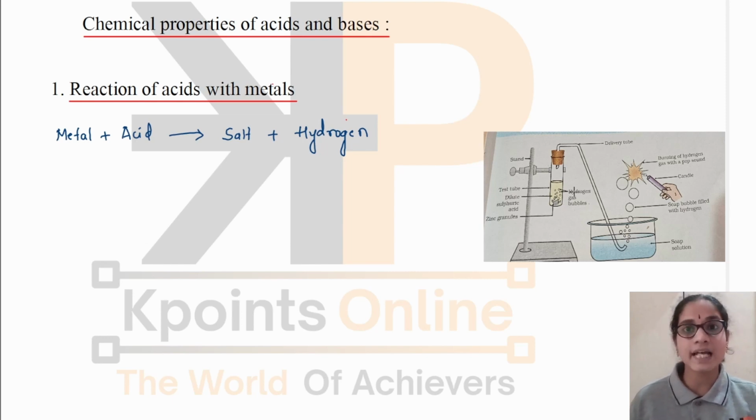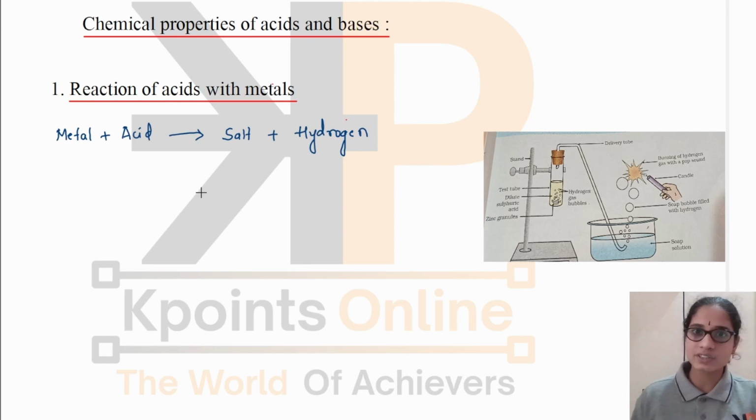What happens? The reaction proceeds. Zinc reacts with dilute sulfuric acid, and there is a liberation of gas. That gas is collected in this small tub. You can see that bubbles are formed, which indicates effervescence of gas. This is due to the formation of hydrogen gas. We will also test how this gas is identified.